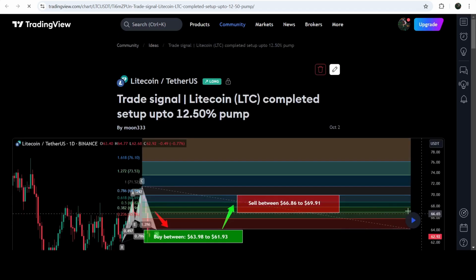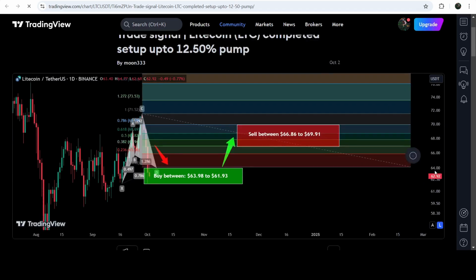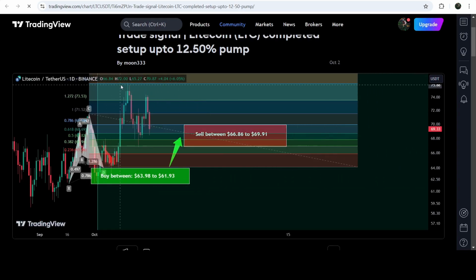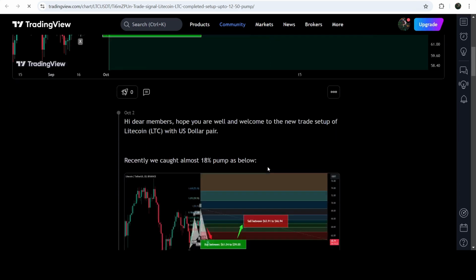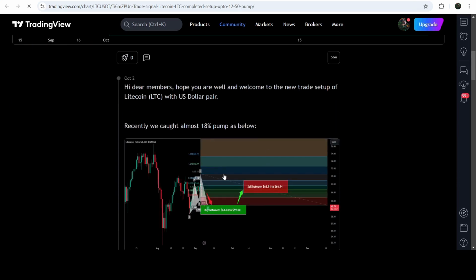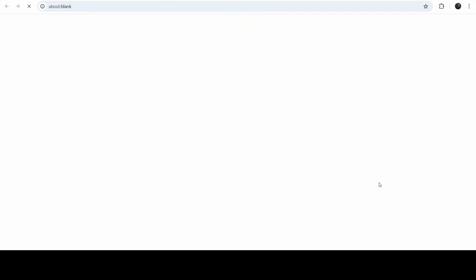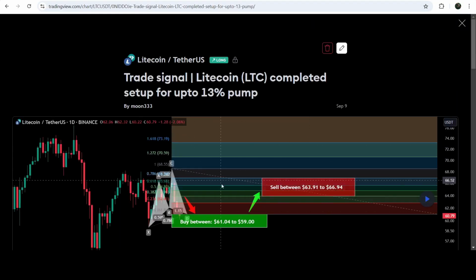And if I play this chart, you can see that the price then started a very nice reversal from this buying zone and rallied beyond the sell target zone. This was almost a 21% pump. And before that, we caught almost an 18% pump in the month of September 2024, the previous month. And that was another harmonic bullish reversal Cypher pattern that Litecoin formed on a daily time frame chart with the US dollar pair.